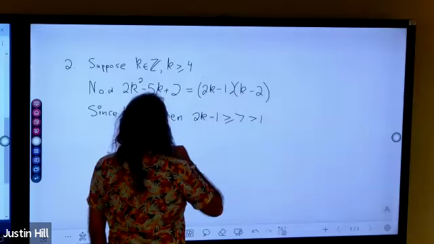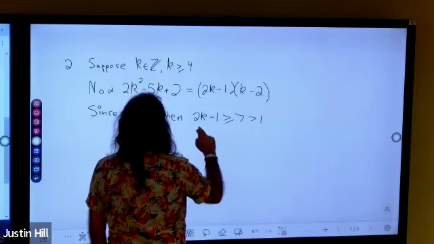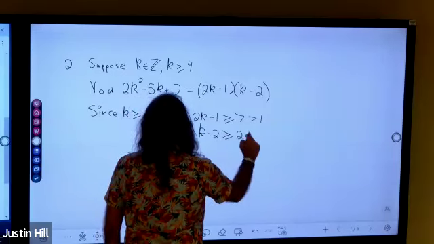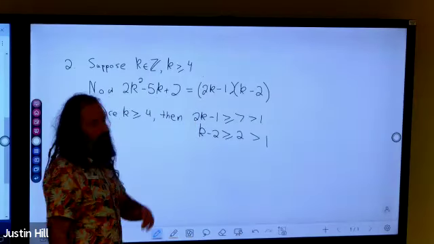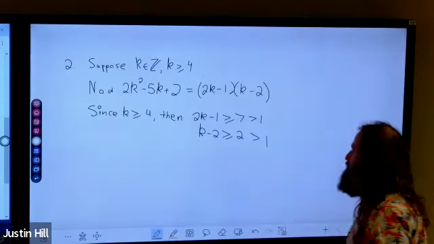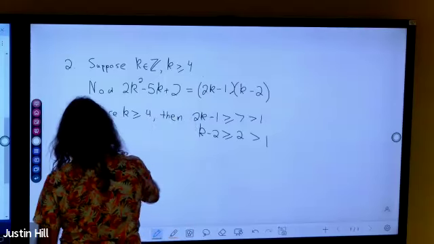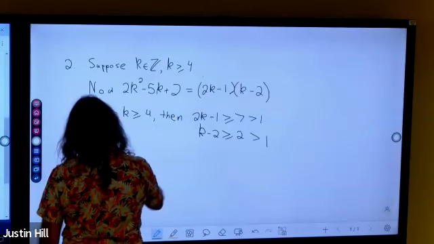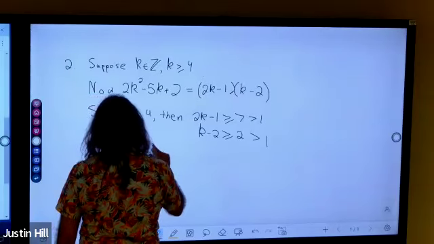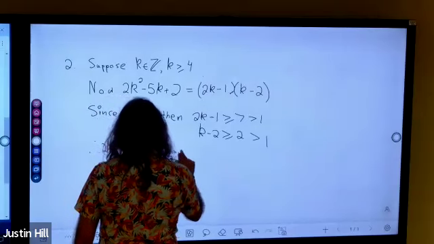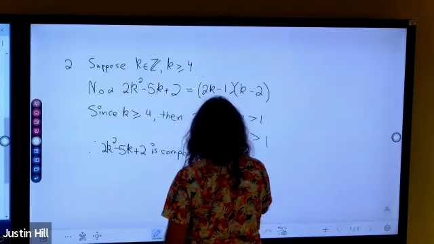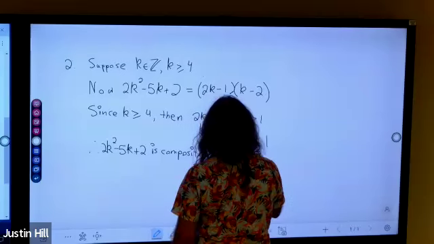So 2k minus 1 is greater than or equal to 7, which is obviously greater than 1. k minus 2 is greater than or equal to 2, which is also greater than 1. So I've shown that both of my factors are greater than 1, and that is my definition of composite. Therefore, 2k squared minus 5k plus 2 is composite.